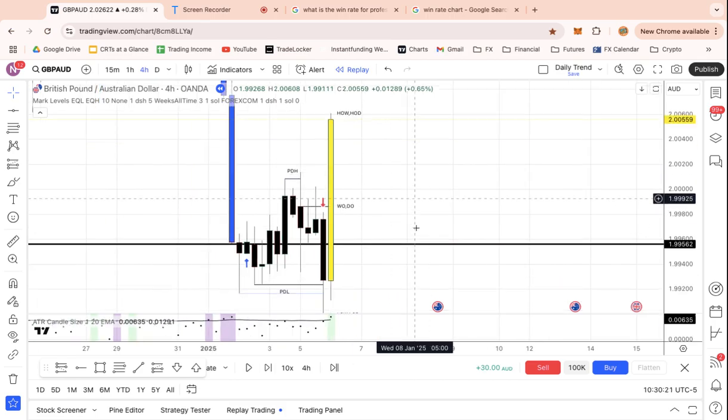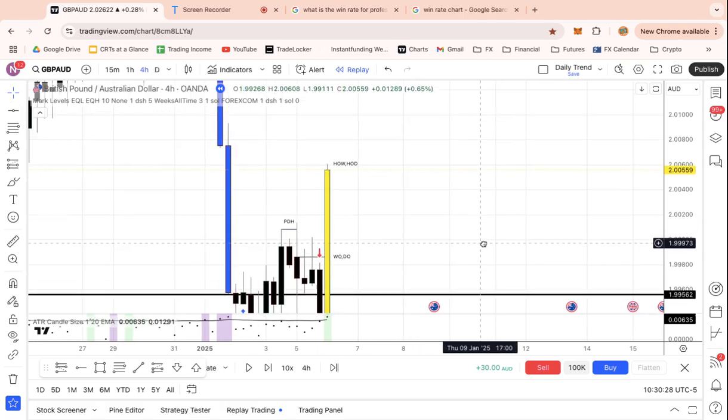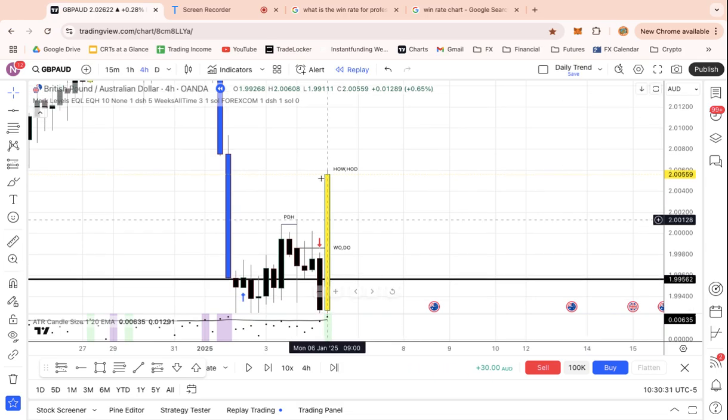Real choppy. Did it wick me out? Okay, yeah, it wicked me out there. So I mean, nothing you can do about that. That's going to happen sometimes. And then it came back. So yeah, you've got to love when that happens, right? All right, so let's see.